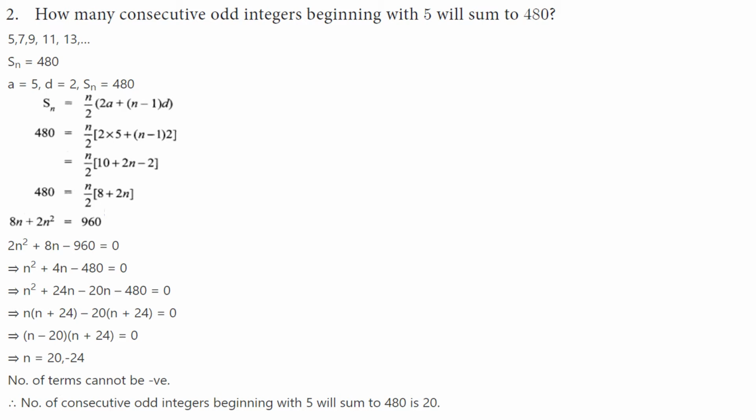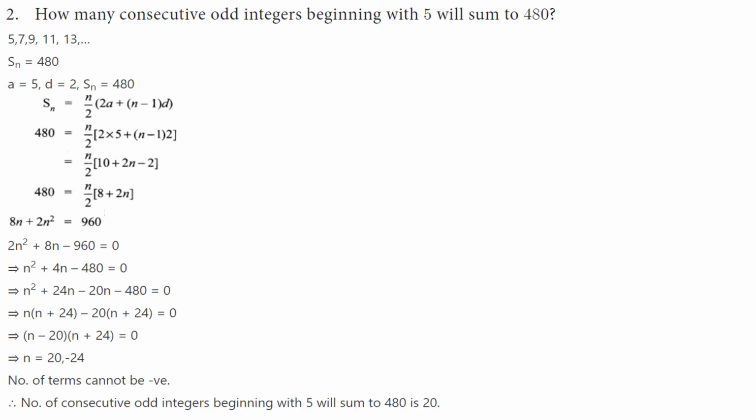Cross multiply with 2, 2 into 480 is 960. N into 8, 8n plus 2n into n, 2n squared. So that 8n plus 2n squared equal to 960. That 960 is in right hand side. It will come to the left. Its sign will change. So minus 960. That is 2n squared plus 8n minus 960. Throughout the equation, divide by 2, you get n squared plus 4n minus 480.